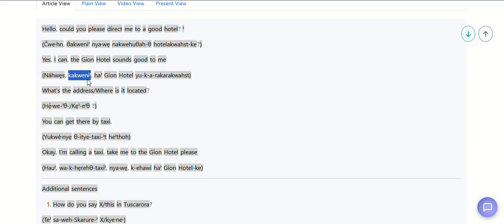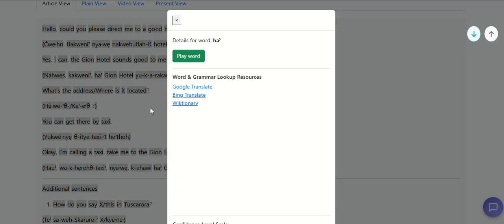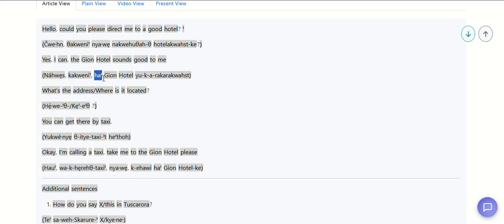Kakwani, so I can. Ha in Tuscarora is either a definite article or it can be a focus particle. So it's something you would use to put the focus on something. I guess it would be kind of like using wa in Japanese or no in Korean, which are like a topic marker. I'm not going to call it a topical marker, but that's what they are in those languages. This is more like you're just marking the focus, but it translates as the in the dictionary. So Ha Gion Hotel, Yuk.